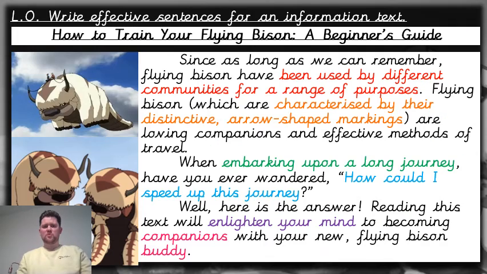Okay, we're now going to go into the writing. So, now you've got some ideas. Just like always, you can keep the black bits the same. You also need to copy the title, remember. Keep the black bits the same, but I want you to change these red bits. So I'm going to do it verbally, and you can write your own. So I could say, since as long as we can remember, flying bison have been friends of the air nomads. Flying bison, brackets, which are identifiable by their large flat tails, close brackets, are loving companions. I could change that. I've got different words for friend now. Loving comrades and effective methods of travel.